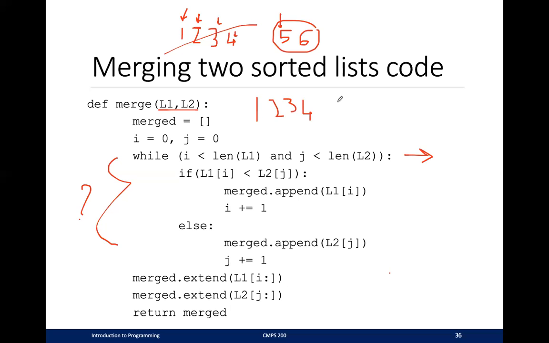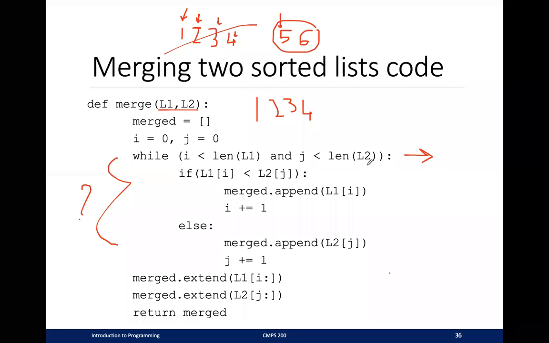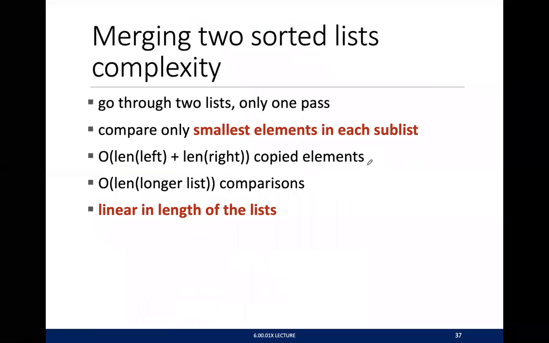Great. So then it's really big O of the maximum of length of L1 and L2, which is big O of the length of the list. Okay.